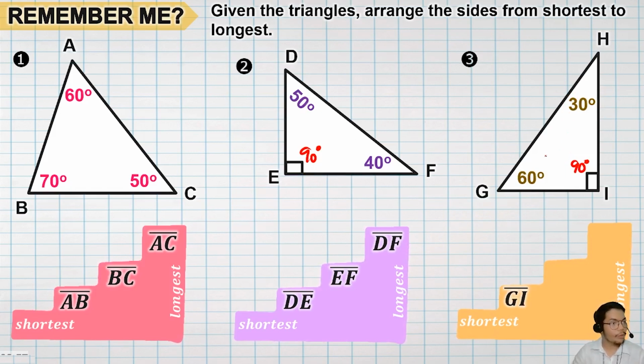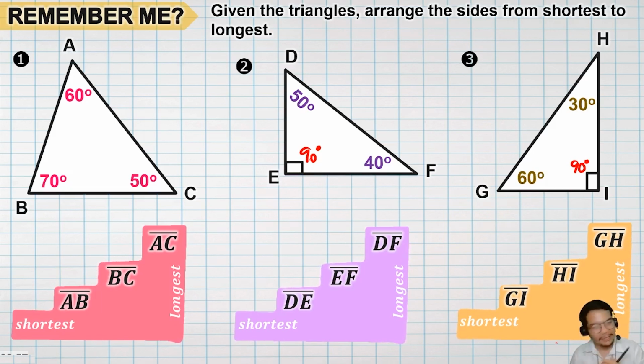Next, anong sumunod kay line segment GI? Yung shorter. Line segment HI po. Line segment HI. Very good. It's opposite 60 degrees. And diba? Siya yung sumunod eh. And the longest side of this given right triangle? Line segment GH po. Very good. So it's also the hypotenuse because our given triangle on number 3 is gonna be a right triangle.